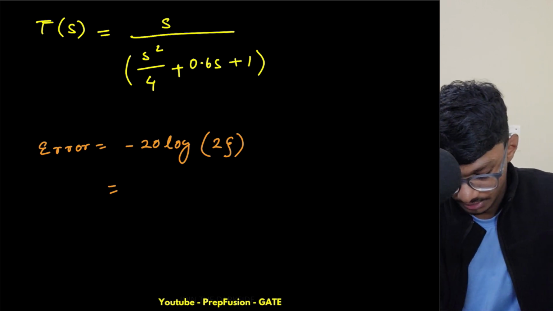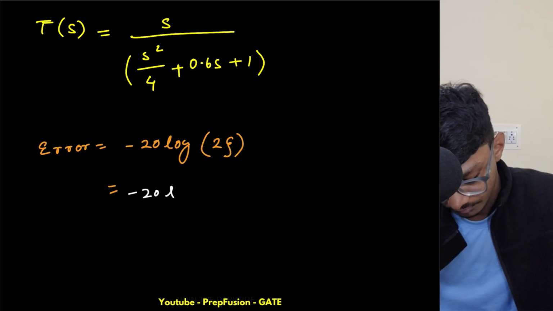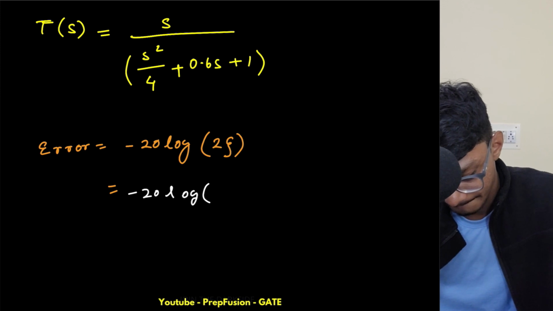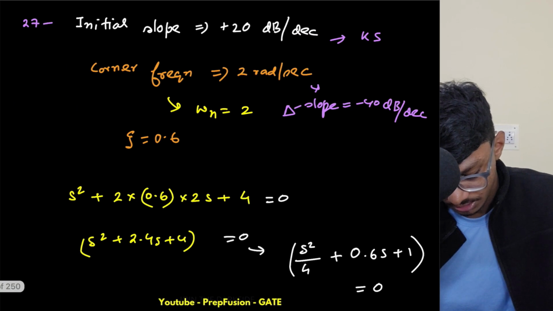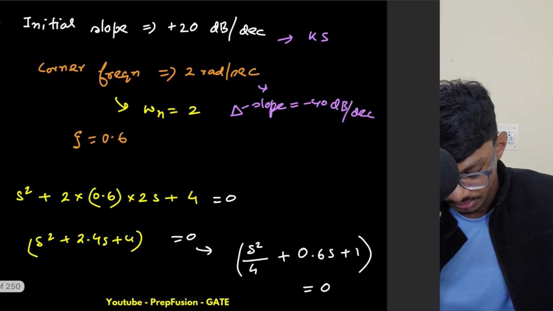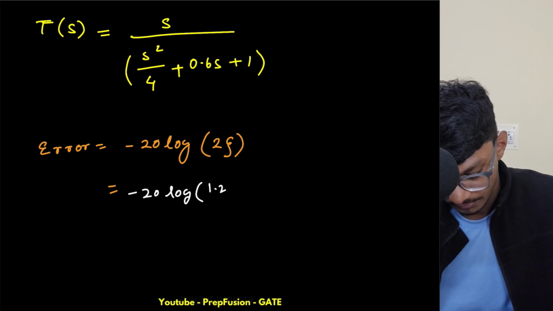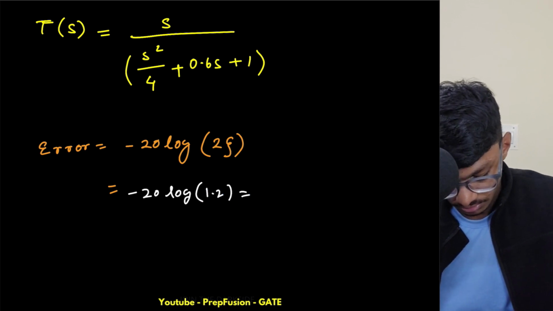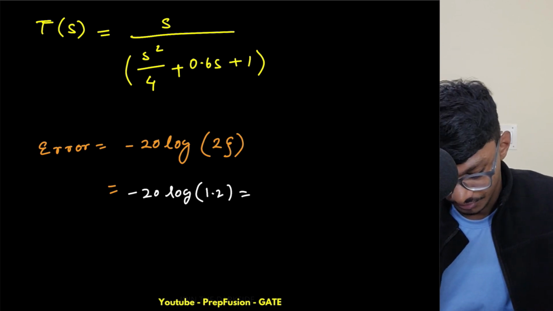So what is the error? So minus 20 log of... what is zeta? Zeta is 0.6. So 2 times 0.6 is 1.2. Which is equal to what? Minus 20 log of 1.2, which is equal to minus 1.58 dB.